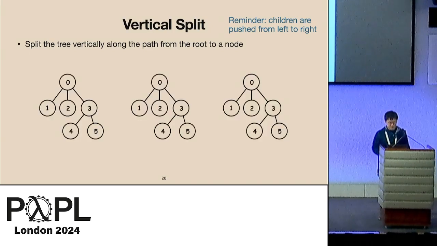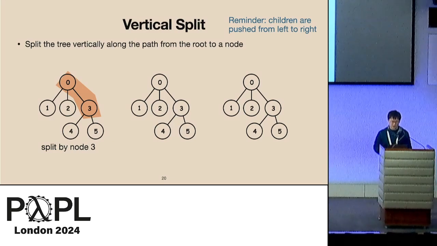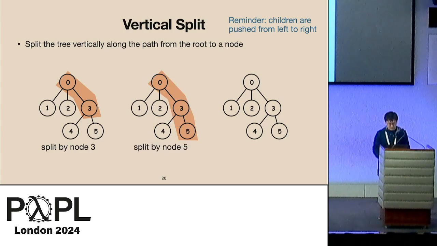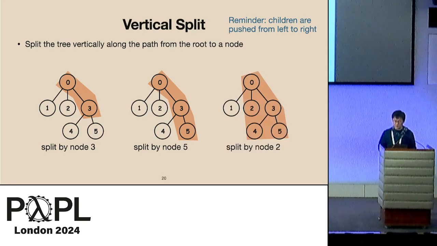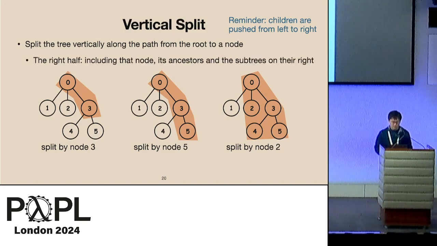I will use the shadowed area to indicate the right half of vertical splitting. So if the tree is split by node 3, then the right half will contain node 0 and node 3. And if the tree is split by node 5, the right half will contain these 3 nodes. And if the tree is split by node 2, then the right half will contain these 5 nodes. So here, the right half will include the node itself and also all of its ancestors and the subtrees on their right.